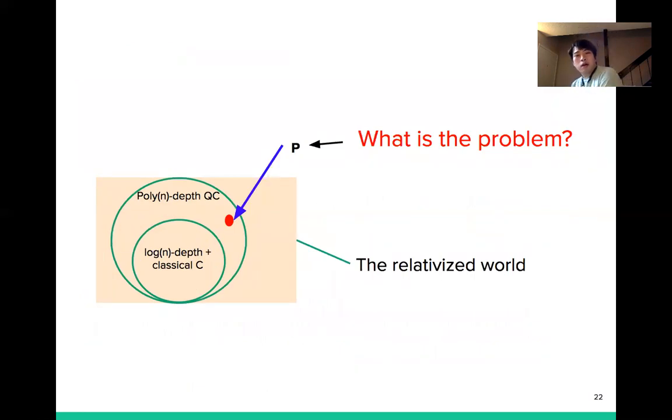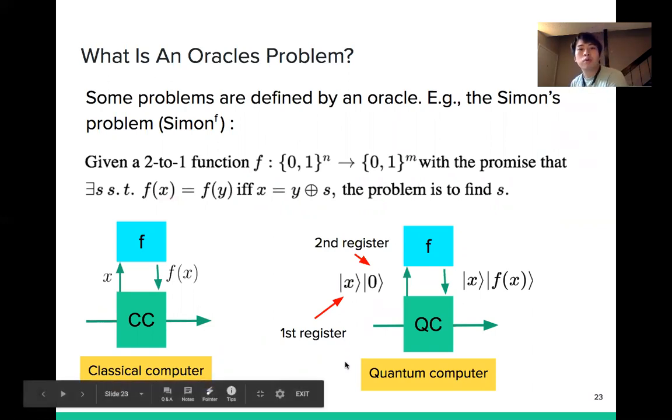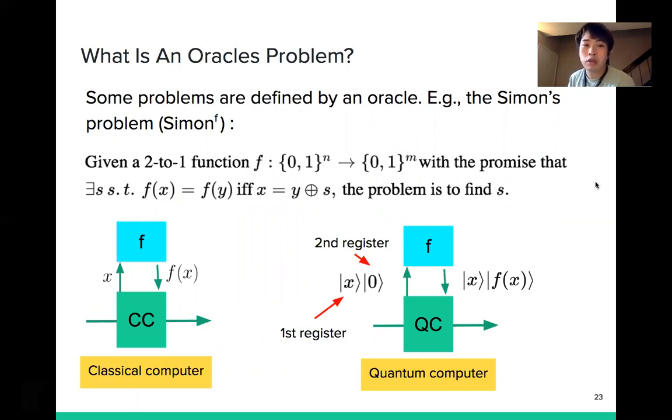Now I am going to tell you what the problem is. But before that, I want to give you a quick introduction about oracle problems. Actually, some problems are defined by an oracle, for example Simon's problem, which is a very famous problem in quantum computing. In this problem, you are given a 2-to-1 function f.